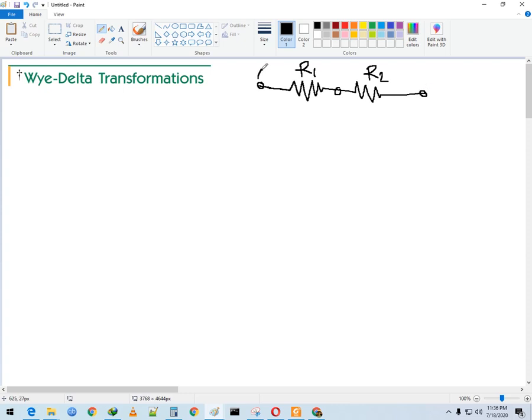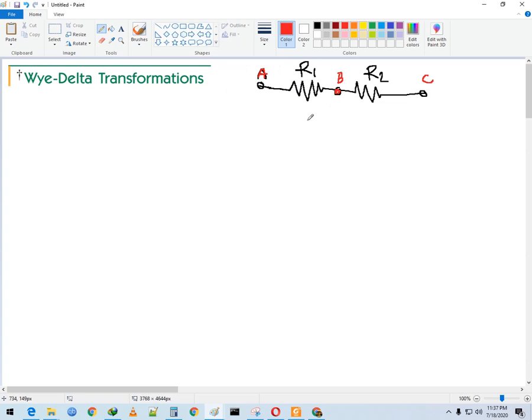If this is node A, this one is node B, and this is node C, we have this node B, which is exclusively shared between R1 and R2. That means B does not have any other element connected to it. So we can call that R1 and R2 are in series. So these are the conditions we have.